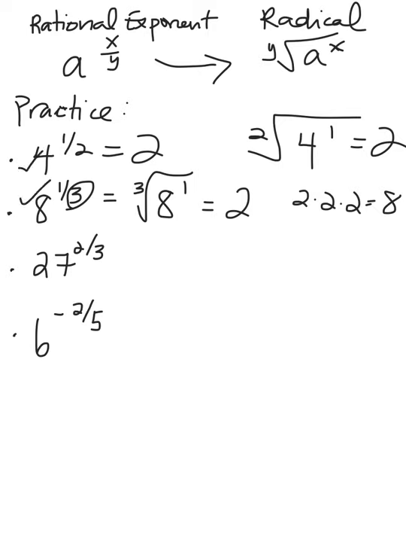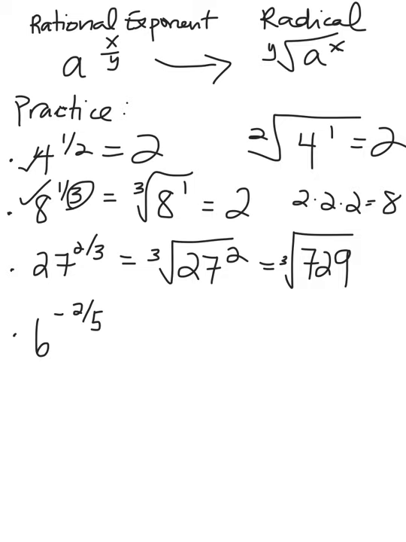So we did these two. 27 to the 2/3 power, 27 is my a, x is 2, y is 3. So if I just replace these in radical form, we get the cube root of 27 squared. Well, 27 squared is 729. So we get the cube root of 729, and this turns out to equal 9. 9 times 9 is 81. 81 times 9 is 729.